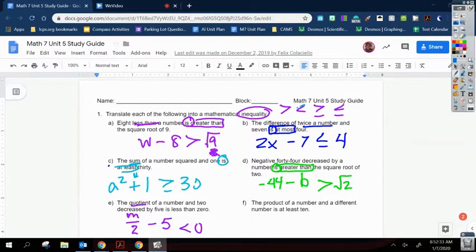So I put it as a fraction. You could have put the quotient of a number and 2 decreased by 5. That would have been fine also, because order of operations says we do that first anyway. I like fractions, though. It's a little bit cleaner.